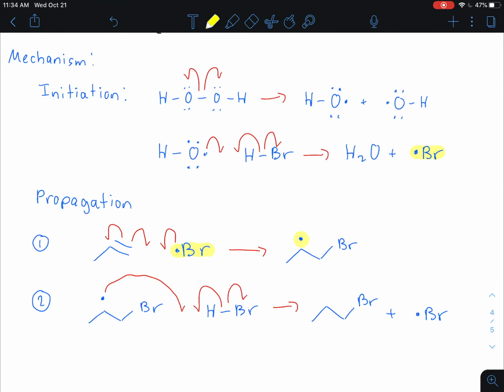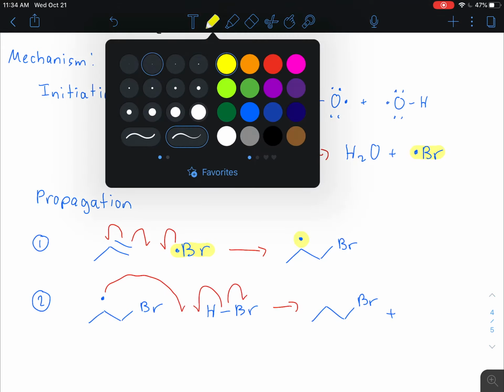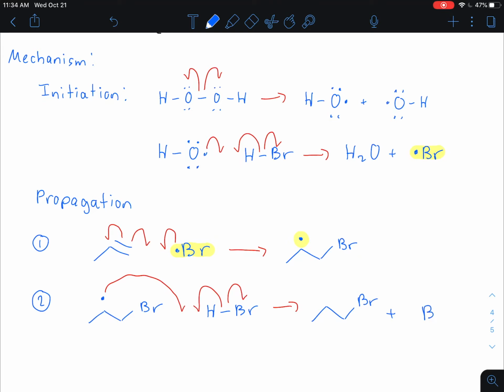So this is what I focus on for all these mechanisms. Let me just rewrite that. I meant to highlight and just wrote in yellow. So there's our bromine radical.